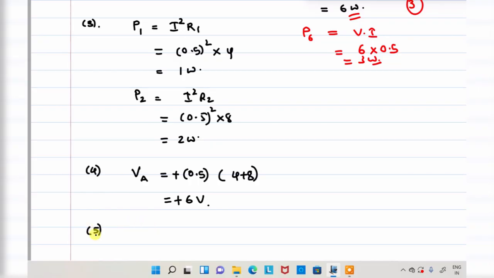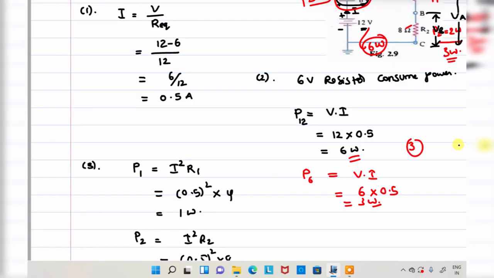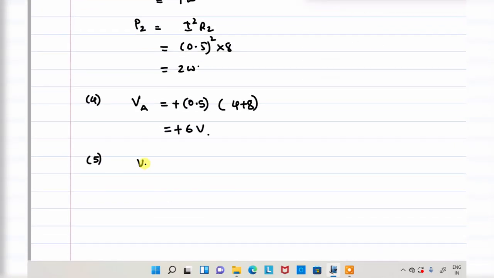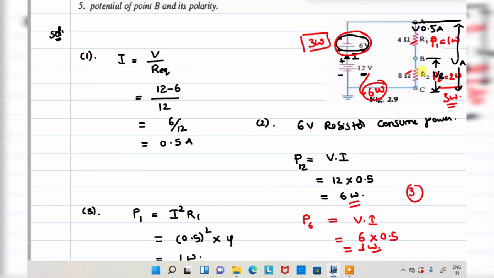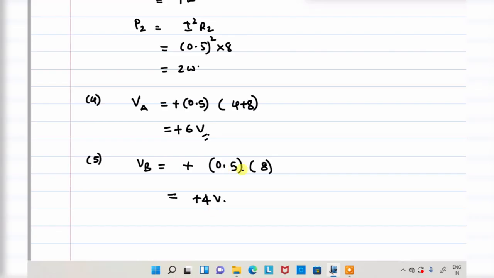Next, coming to the fifth bit. The fifth bit is the last one: potential of point B and its polarity. Potential of point B means in between these two. So what about the current here? The same current, series circuit. So VB is equal to plus current, 0.5, into resistance. What about the resistance here? Resistance is 8 ohms. Only 8 ohms you need to consider. That will be equivalent to plus 4 volt, with respect to C. Sorry, 4 volt. This is about the solution.